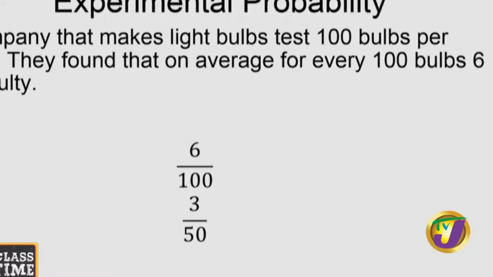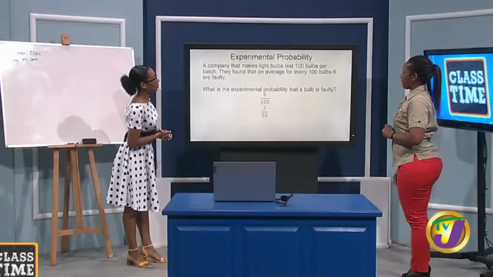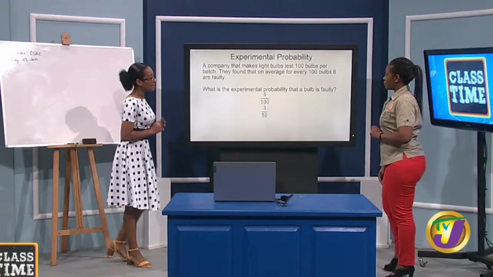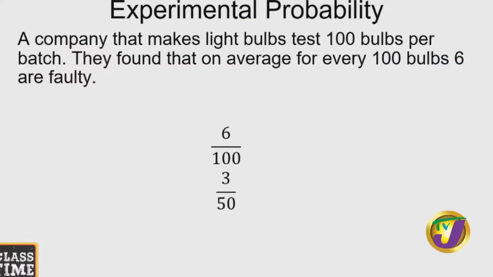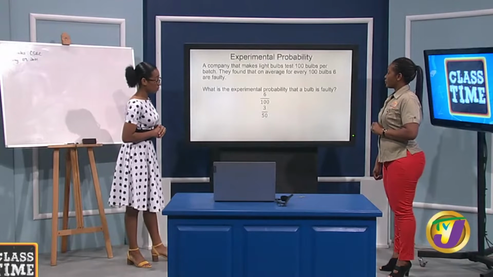All right, so before we begin, we just want to take a quick recap of what we looked at yesterday. So here we're looking at experimental probability. A company that makes light bulbs tests 100 bulbs per batch. They found that on average for every 100 bulbs, 6 are faulty. What is the experimental probability that a bulb is faulty?